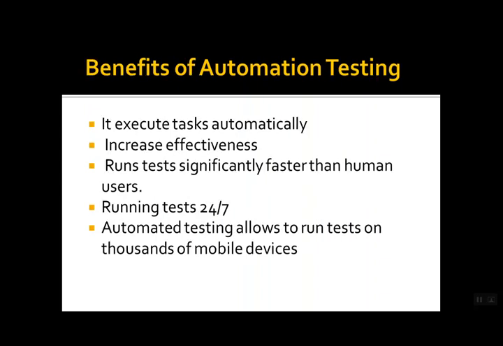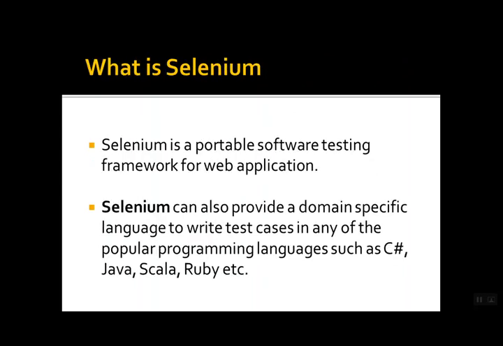These are the benefits of automation testing. It executes the task automatically and the test cases can be run 24/7. The user can run any number of test cases at a time. This allows the user to run the test cases on any number of mobile devices.